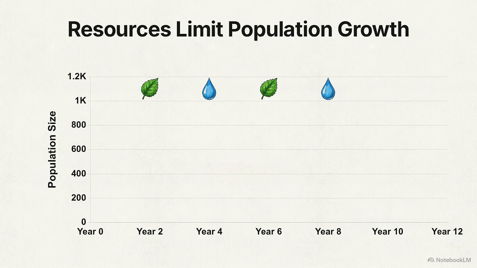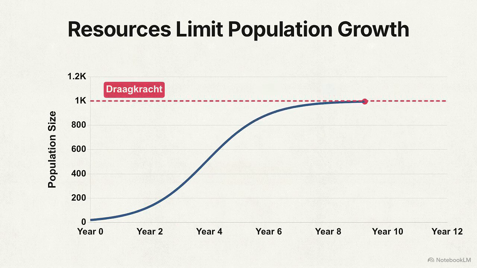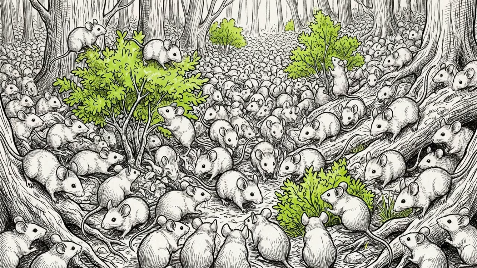In any given environment, the resource in the shortest supply acts as the beperkende factor, or limiting factor. This factor determines when a population stops growing. This creates a ceiling known as the draagkracht, or carrying capacity. This is the maximum number of organisms the habitat can support over the long term. No population grows exponentially forever. The biological and physical limits of the environment dictate a hard mathematical ceiling.